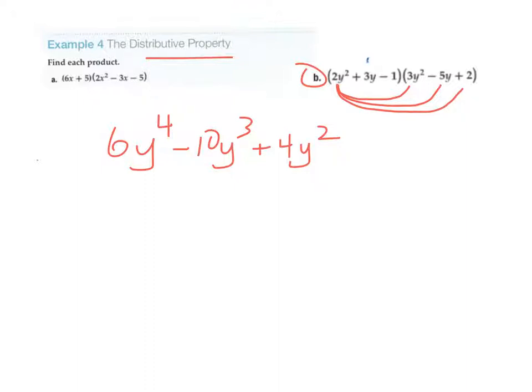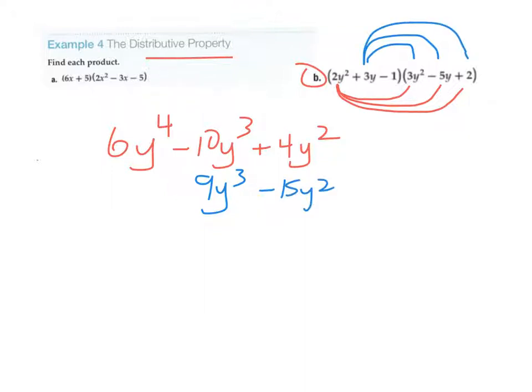I'm going to do the 3y times each one, so 3y times 3y squared is 9y cubed. So I'm going to put that under the same letter. I'm going to do the same thing here. 3 times negative 5 would be a negative 15y squared, and 3y times 2 would be a plus 6y. And then I have to do my last number, so negative 1 times 3y is a negative 3y squared, so I put it under the same letter, negative 1 times negative 5 would be a positive 5y, and negative 1 times 2 would be a minus 2.